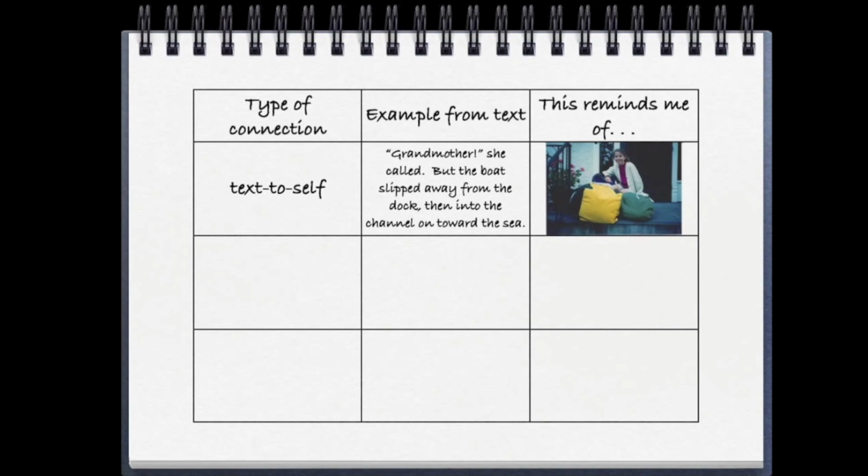I just made a text-to-self connection. Let's fill out this table to track my connections. The quote from the text that I connected to is, "Grandmother," she called, but the boat slipped away from the dock, then into the channel, on toward the sea. This reminds me of the first time I left home to go to sleepaway camp for 1 whole month. While I wasn't going on a journey across the world, and I wasn't leaving my family forever, I do remember feeling very scared and nervous for what was awaiting me at camp. I can imagine that Jessie must be feeling those same emotions on a much larger scale. Okay, let's keep reading.